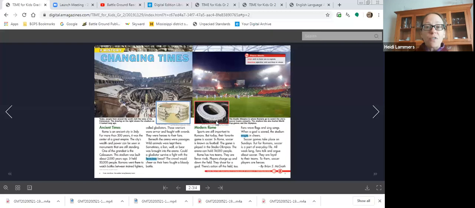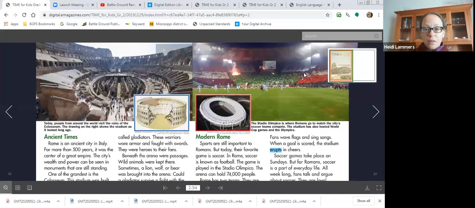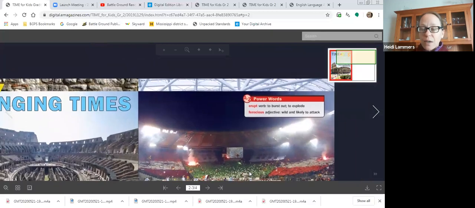There's no reason for that. I can choose how to read the power words. I could do it after reading. I'm going to do it before this time. I like to read the captions just to get my brain ready for the topic, but you could do that after if you want to. So right now, let's see what these words are.